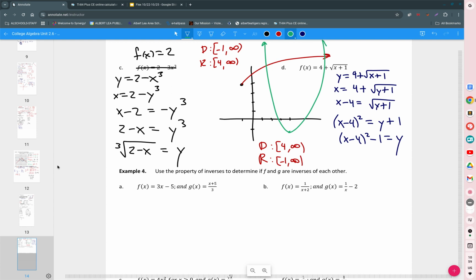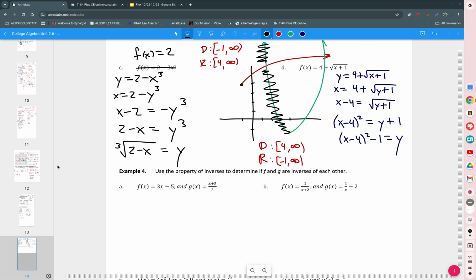Also, is this green? Does it pass the horizontal line test? No. So this is not a one-to-one function. When you squared both sides, you created something that wasn't one-to-one. You want to get rid of one of these sides. Do you think I want to get rid of the right side or the left side? I want to get rid of this. I don't want that there. So if I'm drawing a graph, I can just cross it out.